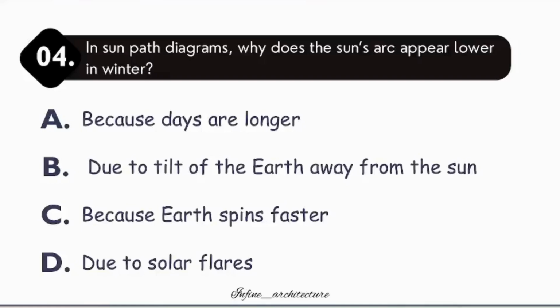Question 4. In sun path diagrams, why does the sun's arc appear lower in winter? The options are: A, because days are longer; option B, due to tilt of the earth away from the sun; option C, because earth spins faster; option D, due to solar flares. So the right answer will be option number B, due to the tilt of the earth away from the sun.